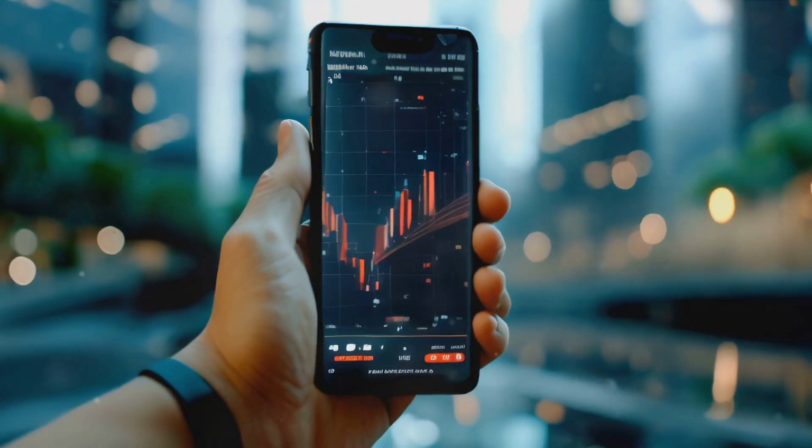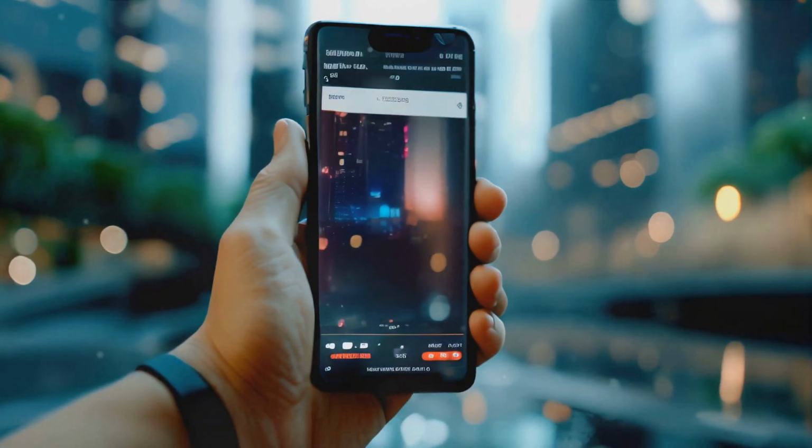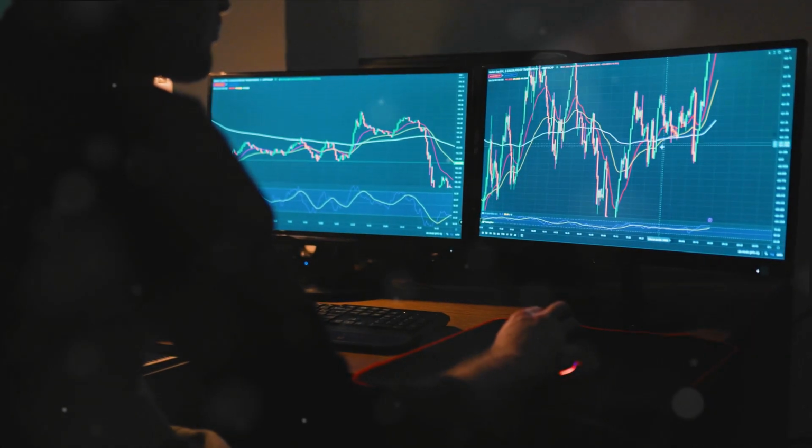By the end of this video, you'll have a clear understanding of how to use stop limit orders to manage your risk when selling stocks. A stop limit order has 4 key components: the trigger price, limit price, quantity, and amount.